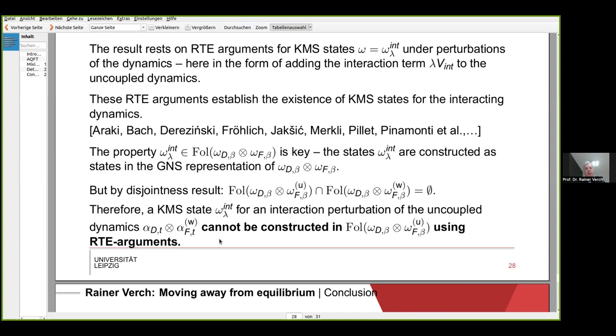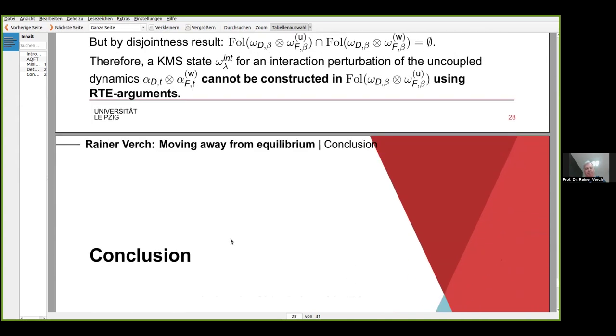So one is in a completely different situation here. The return to equilibrium arguments, which were the underpinning of these previous results which I have mentioned, cannot be used here.